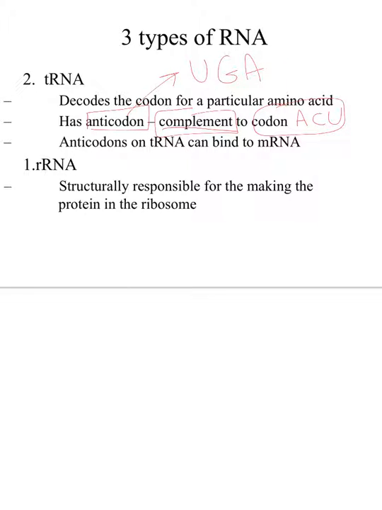The last type of RNA is rRNA, and that is ribosomal RNA. And so that is the RNA that is found inside the ribosome and is structurally responsible for actually making the protein.